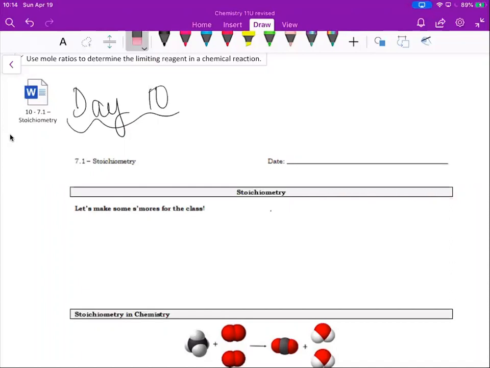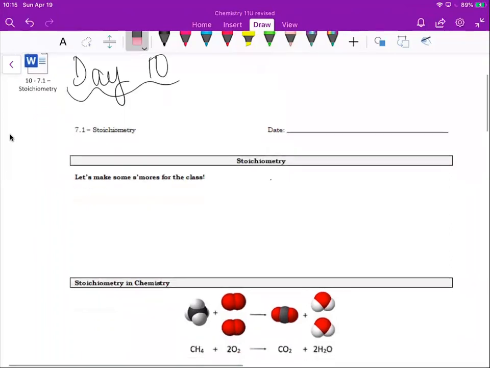And stoichiometry will be with you for the rest of your chemistry career, whether it ends in grade 11, ends in grade 12, or you become a chemist. Everything is done in some stoichiometric way. And it's also just a fun word to say, stoichiometry.